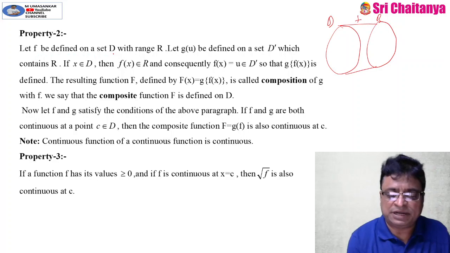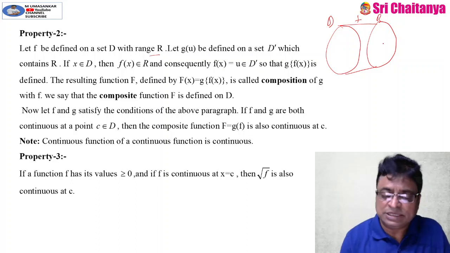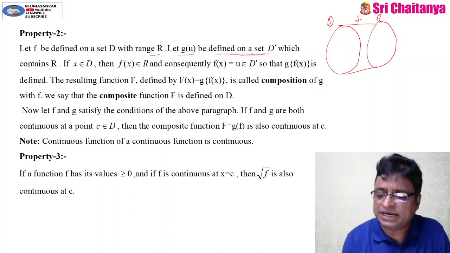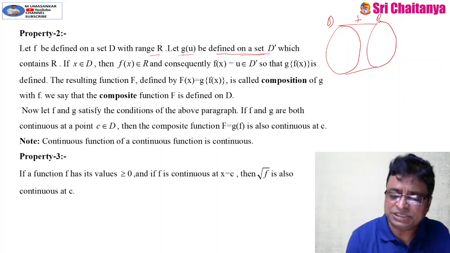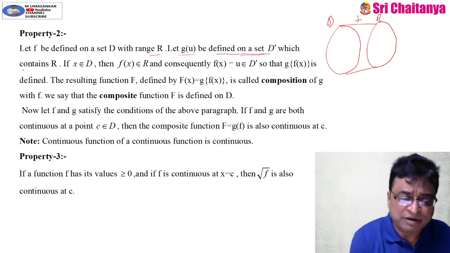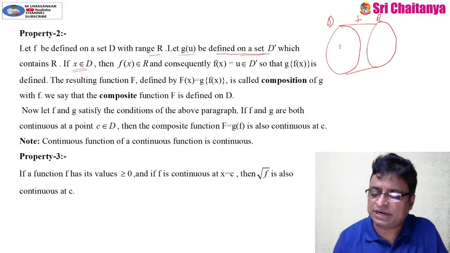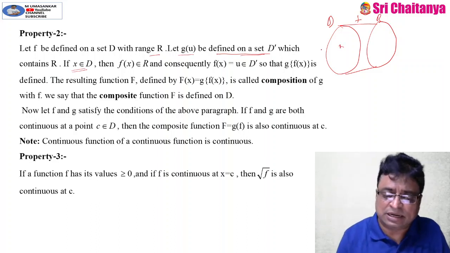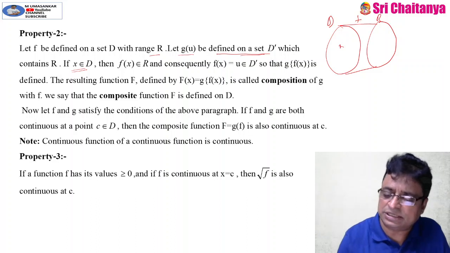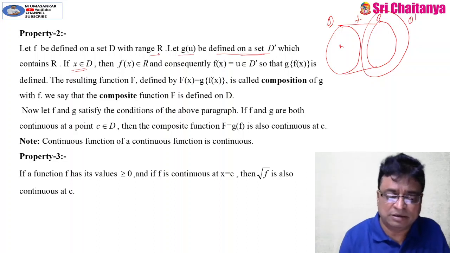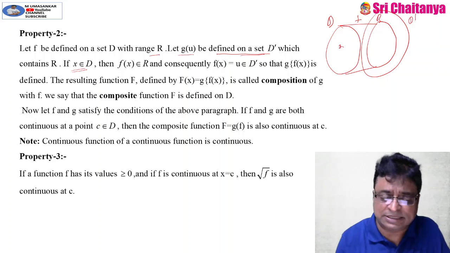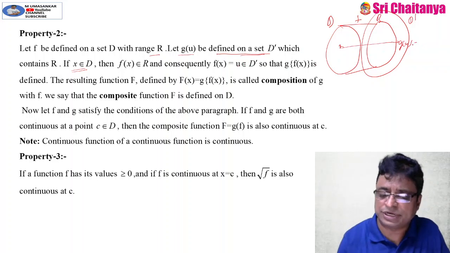Let f be the function defined on a set D. This is the domain, with range R. This is f, and g of u is defined on the set D dash, which contains R, where x belongs to D. Suppose here x is there, and here is g; D dash contains this R, and this is x and this is g of x, which I can say is equal to u.